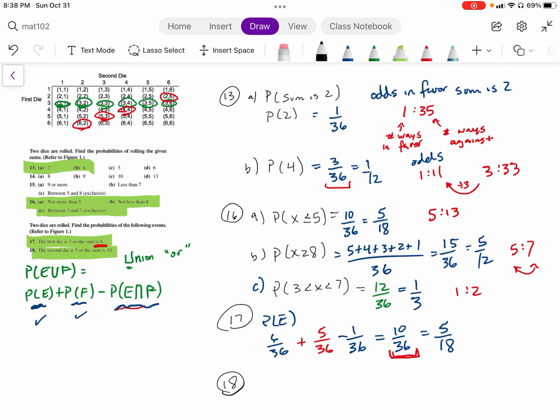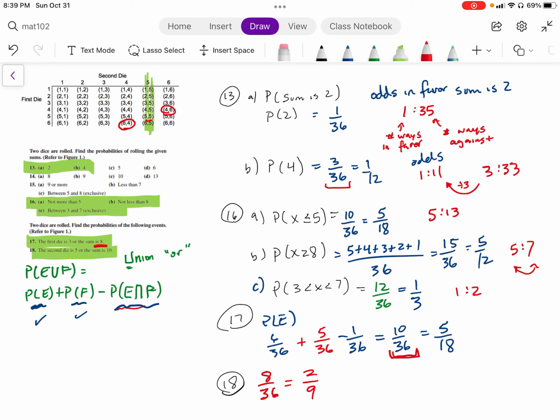All right, one more. 18. The second die is 5, or the sum is 10. Second die is 5 would be all of these, or the sum is 10, or we have a 10 here, we'll have that one, and a 10 here. So if I simply do it without this probability rule, because this one is easier to just list all the possibilities, I have 8 out of 36. That reduces by 4 on each, so that is 2/9, and I'm done.